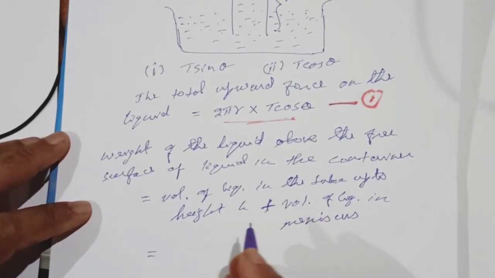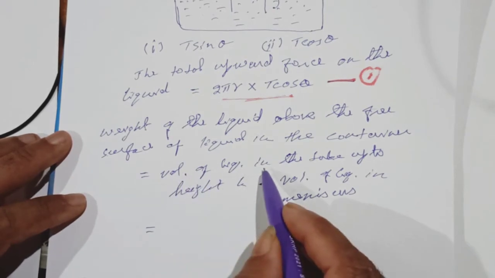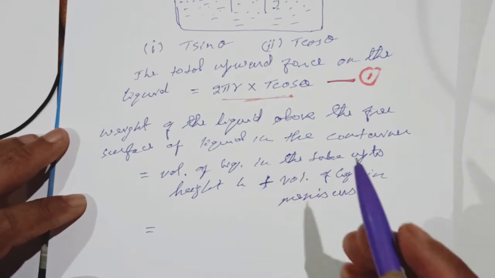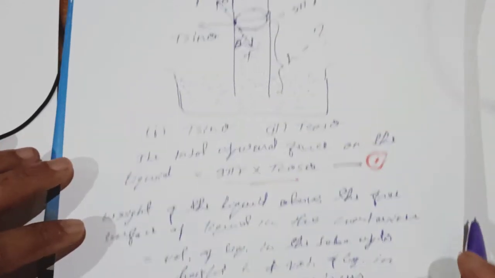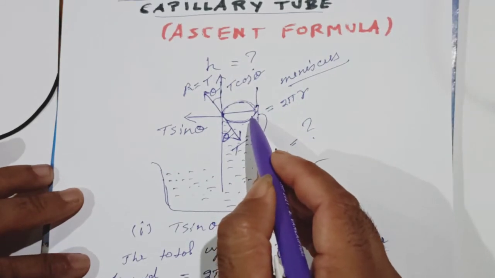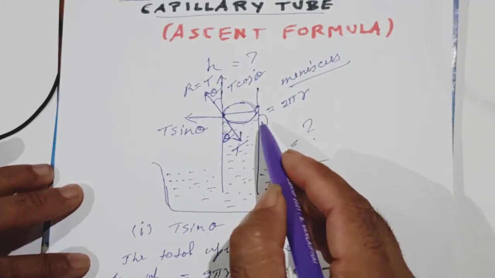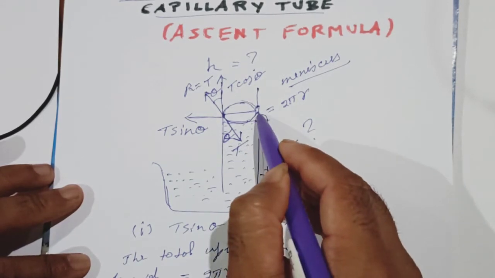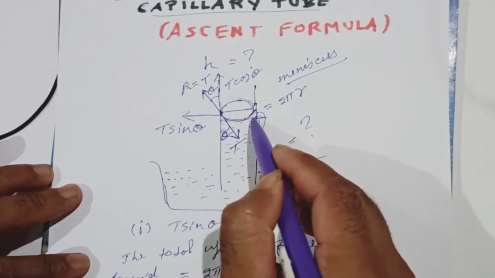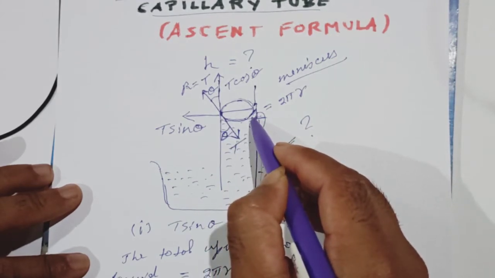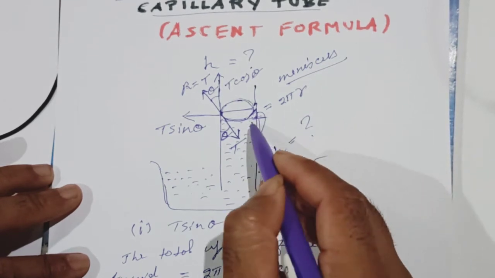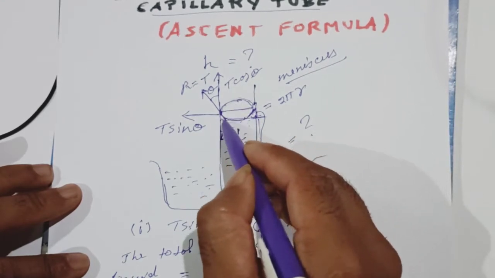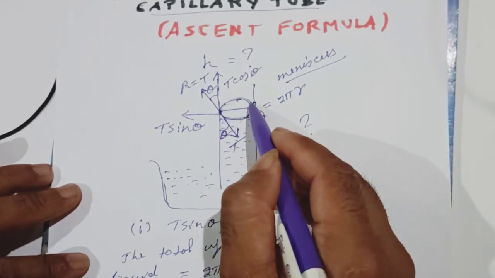So also we can split again the volume of the liquid in the tube up to height h plus the volume of the liquid in the meniscus. What is the volume of the liquid in the meniscus? It is the volume of the liquid in a cylinder up to the radius. This is up to this much plus up to this. How can we calculate? The volume of liquid in a cylinder of radius r and height r, minus the volume of a hemisphere of radius r.